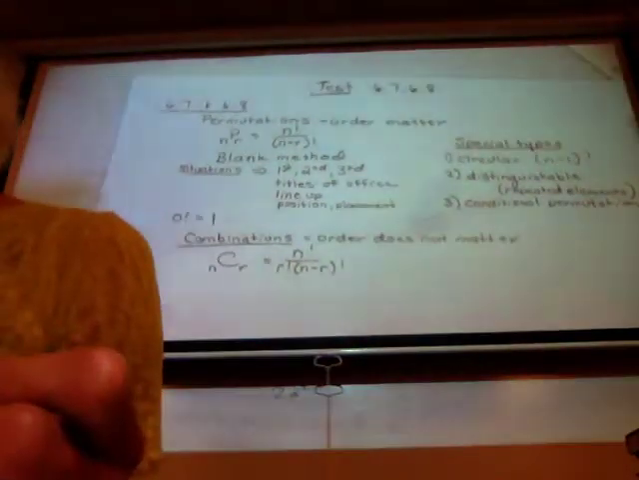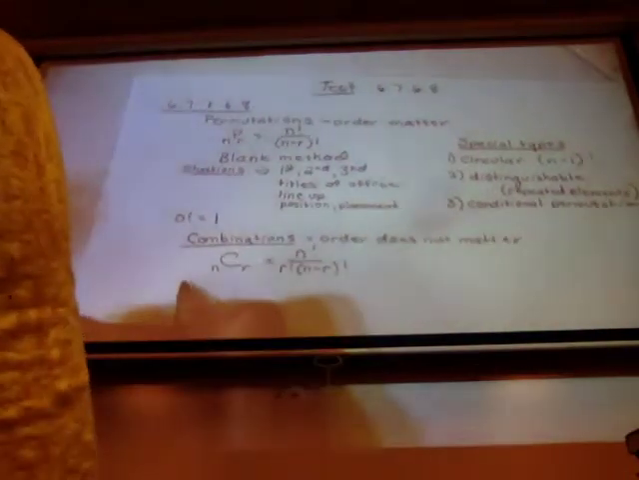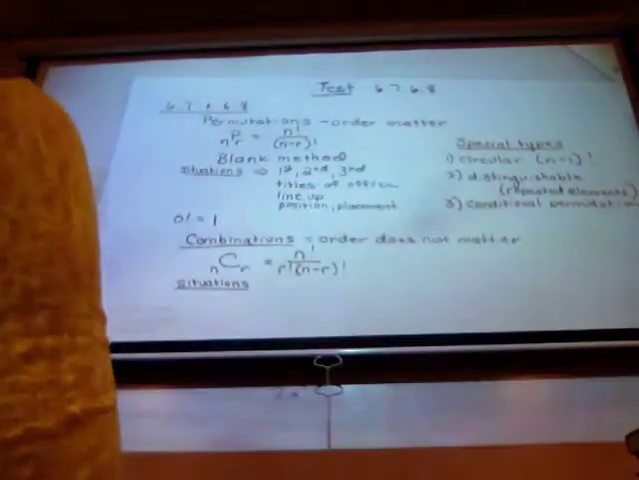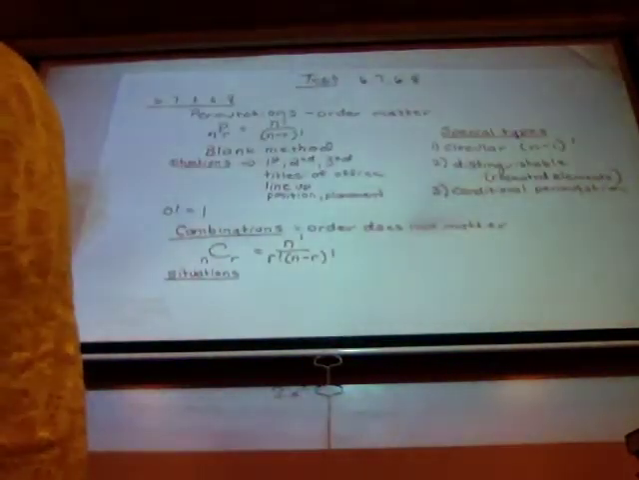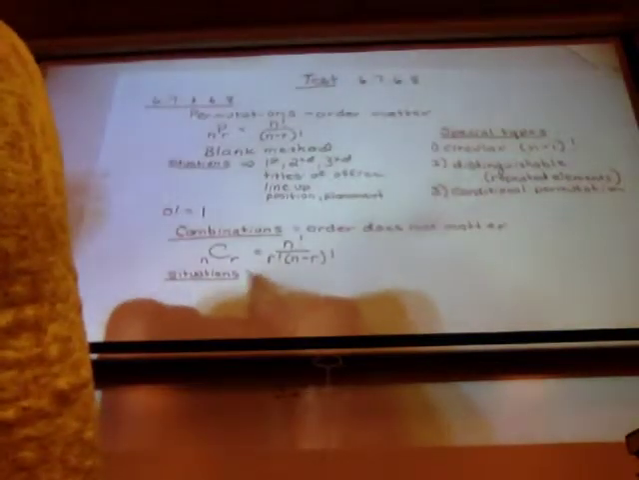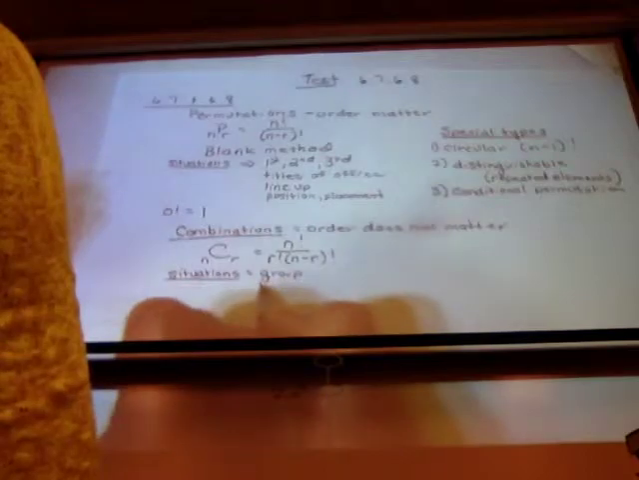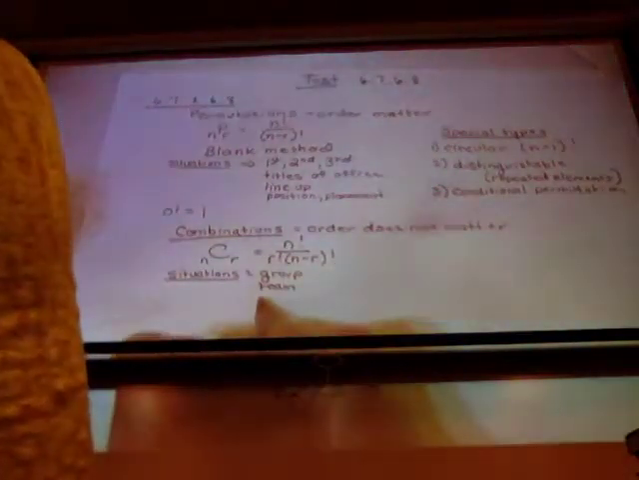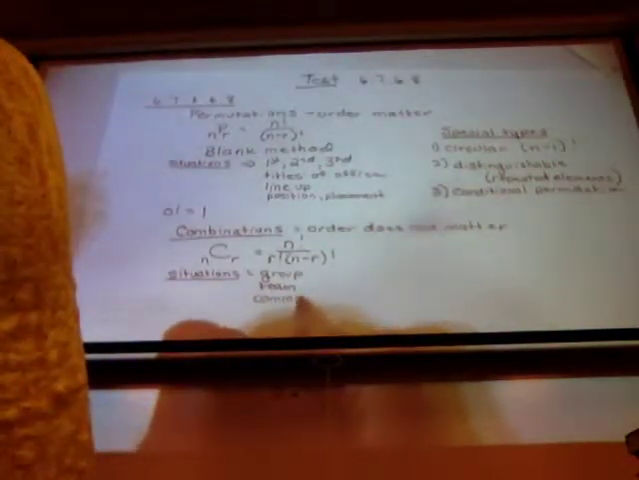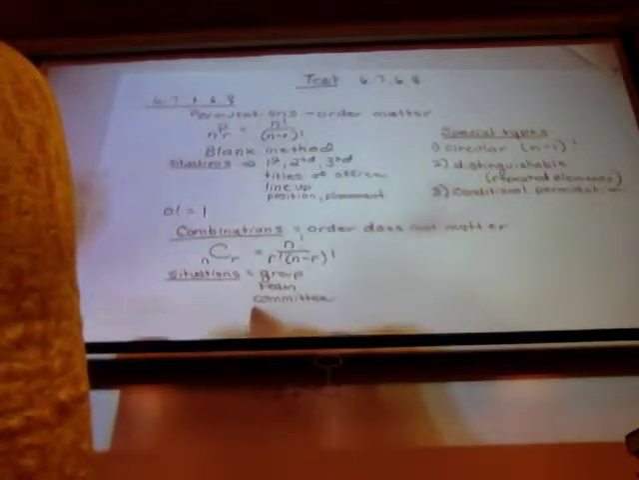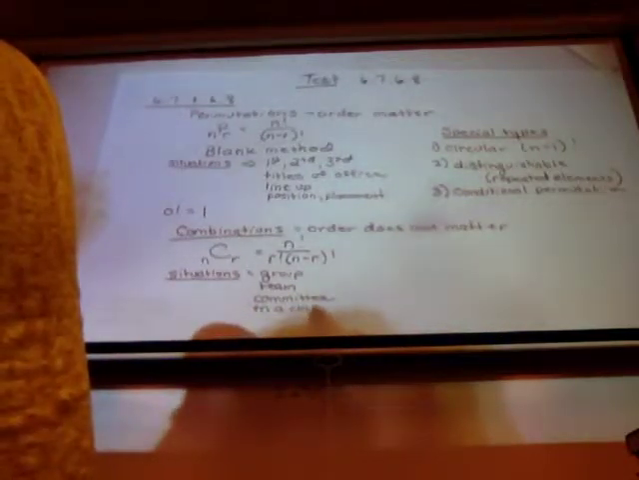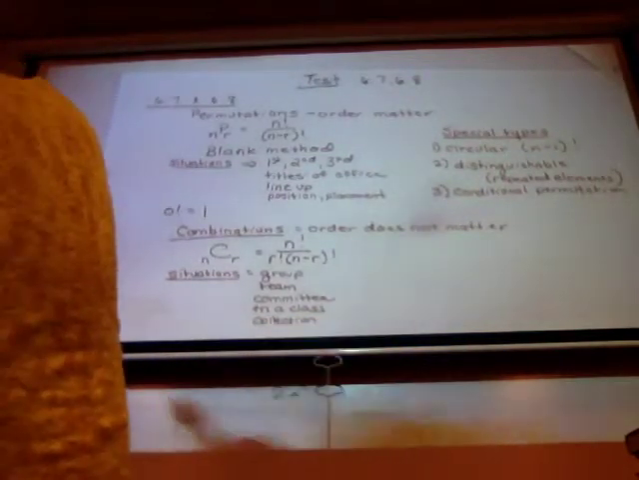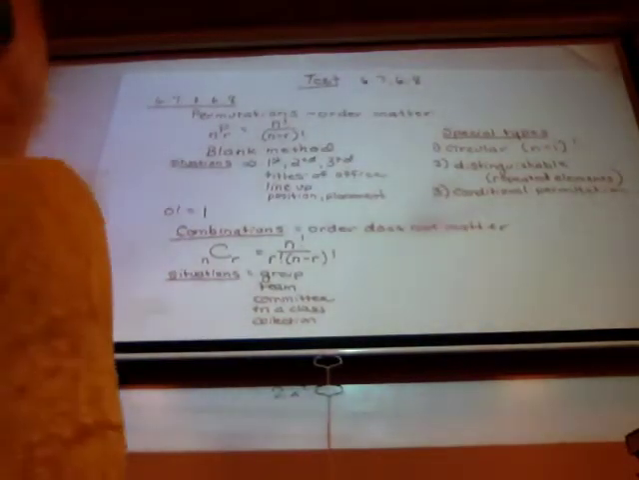The other thing that you can use, okay, what are my situations? Like here, how we said first, second, third, what are some key words? Group, team. Anything else? How about a committee? How about to pick you to be in a class? I'm thinking, a collection. All of those things. Now, where else do we use combinations besides those situations?